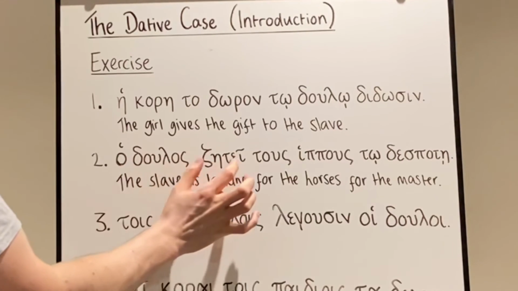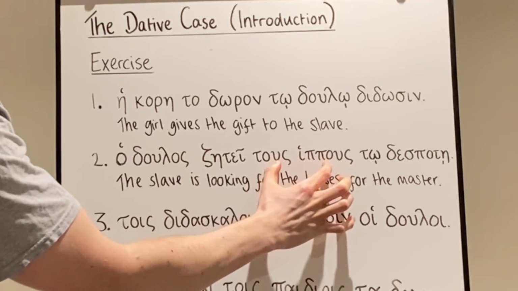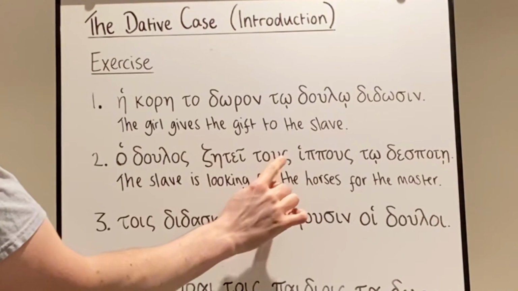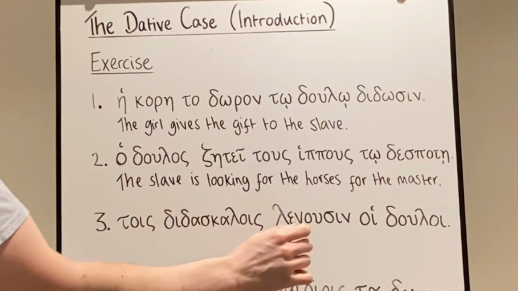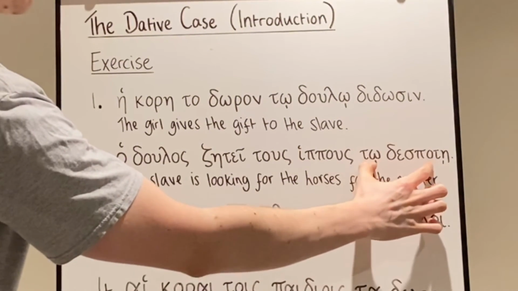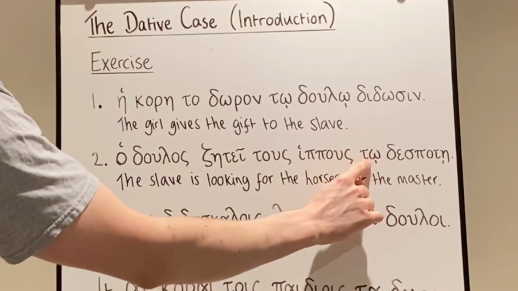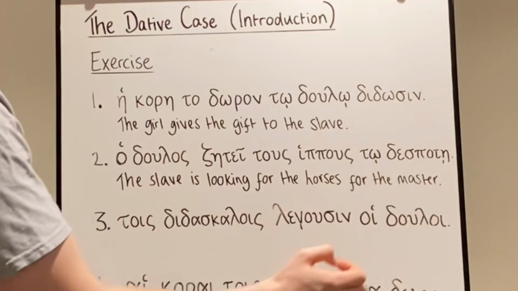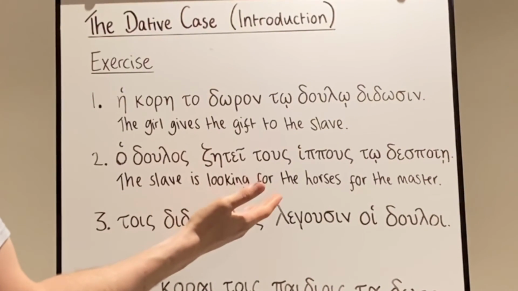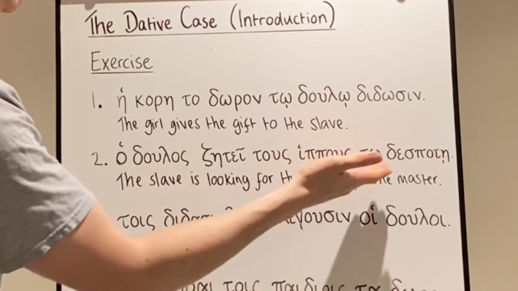So we had the slave looks for the horses. We knew that they were plural and accusative from the definite article, which is masculine accusative plural. And then we had the master in the dative as indicated by the masculine dative singular definite article. And it only makes sense there to say for the master. You can't say the slave is looking for the horses to the master. You have to say for the master.